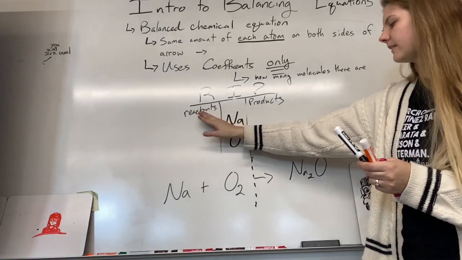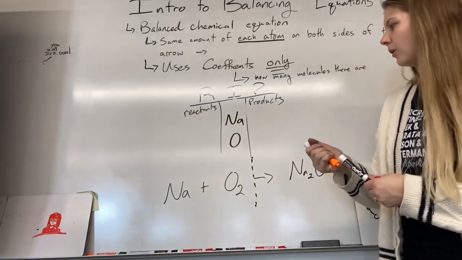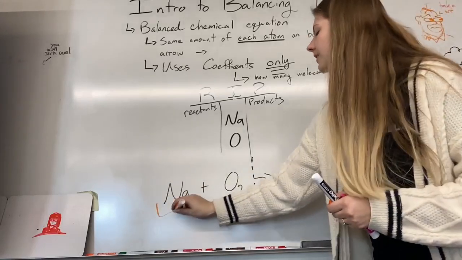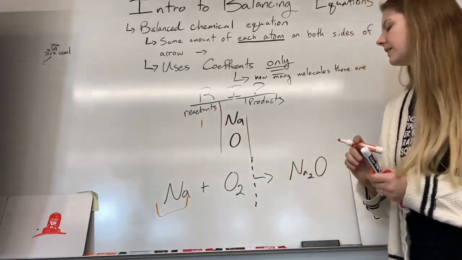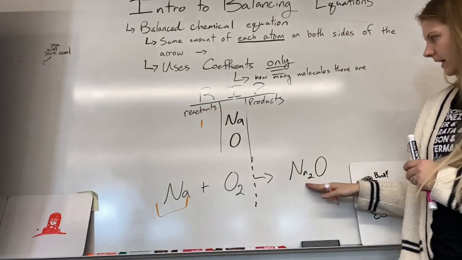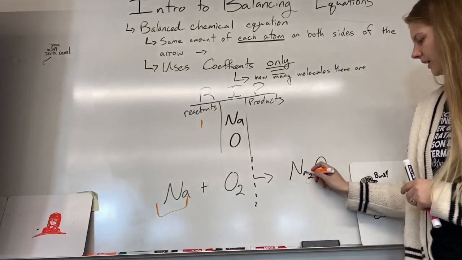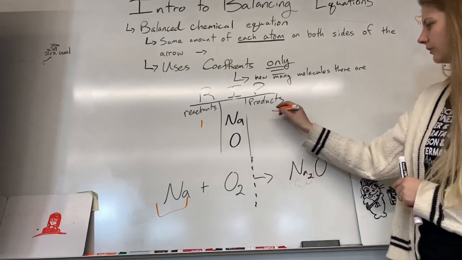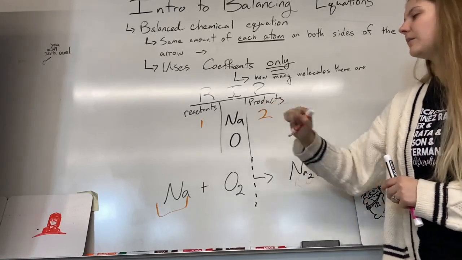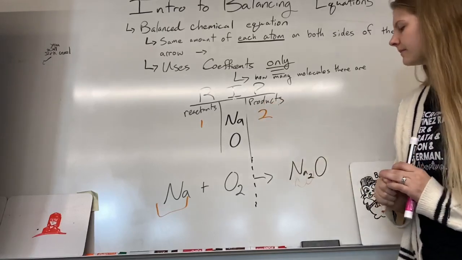On the reactant side, on this side, we have 1 sodium right here. So I'm going to write 1 right there. On this side, our product side, we have a little 2 right here. That means we have 2 sodium. So that's not balanced. We'll have to fix that in a minute.